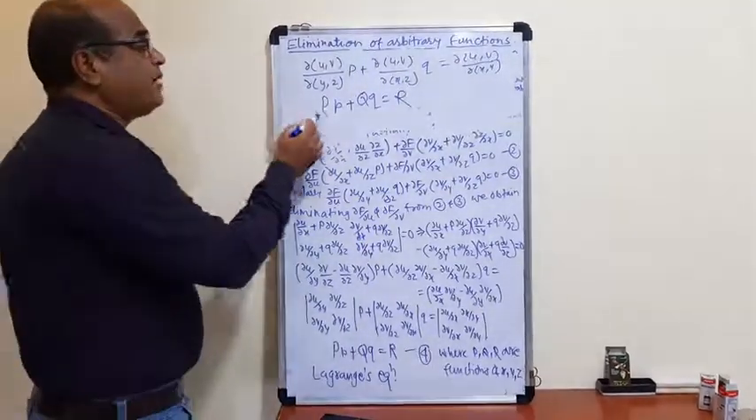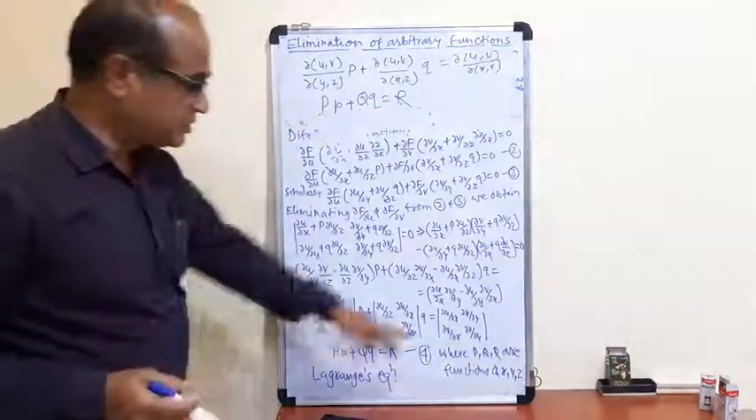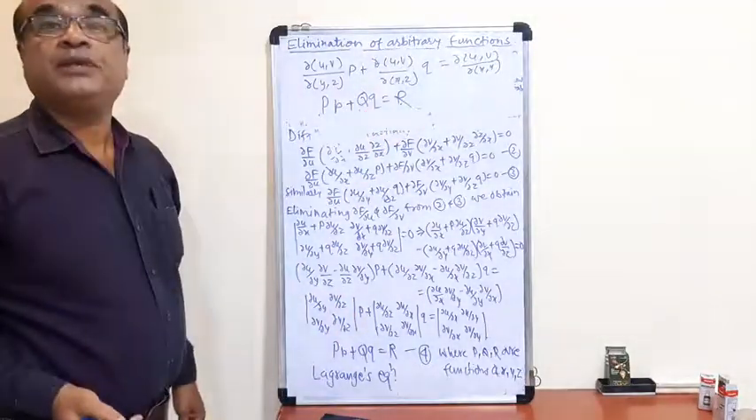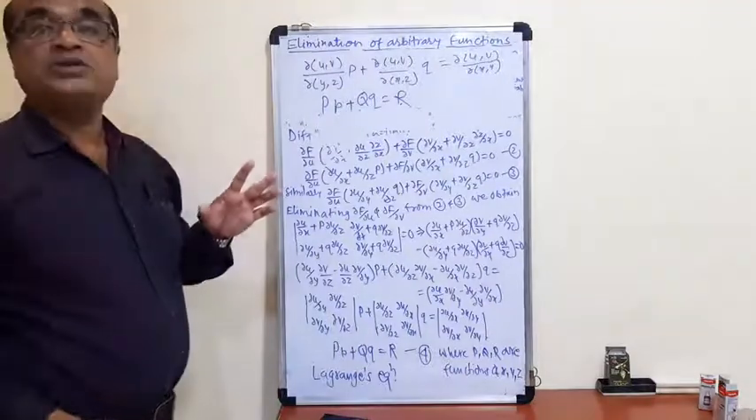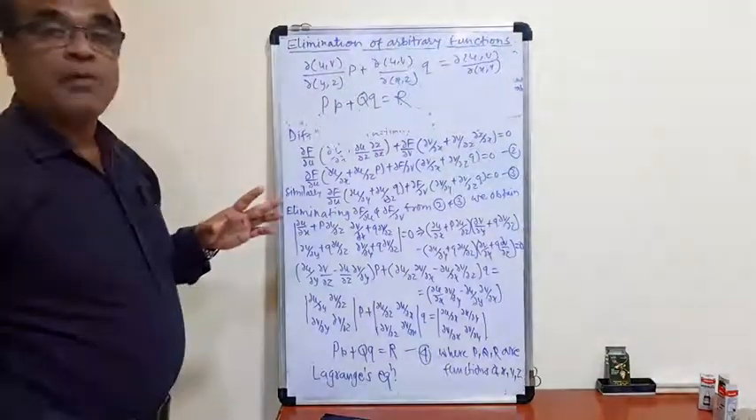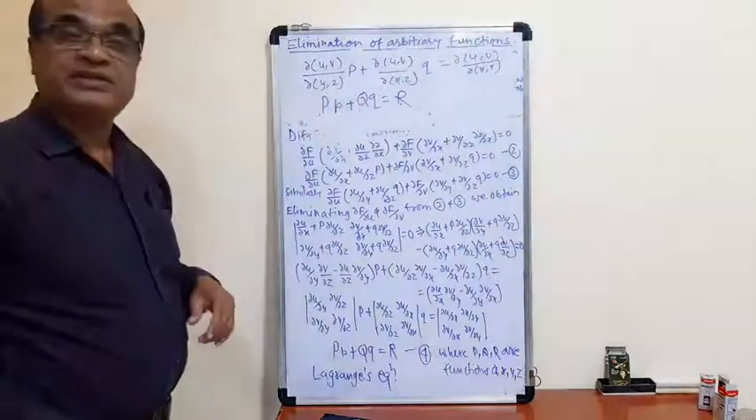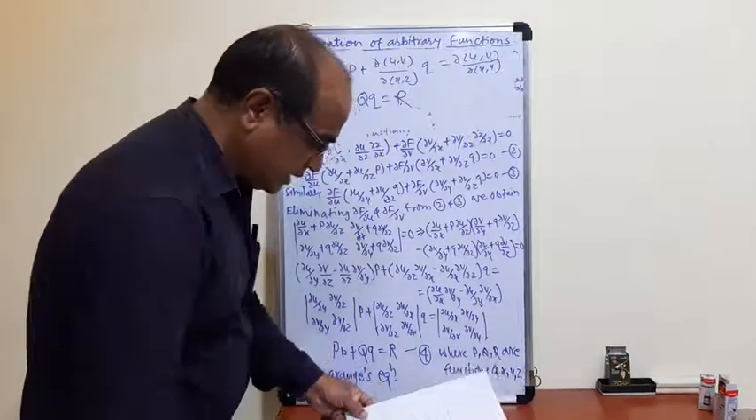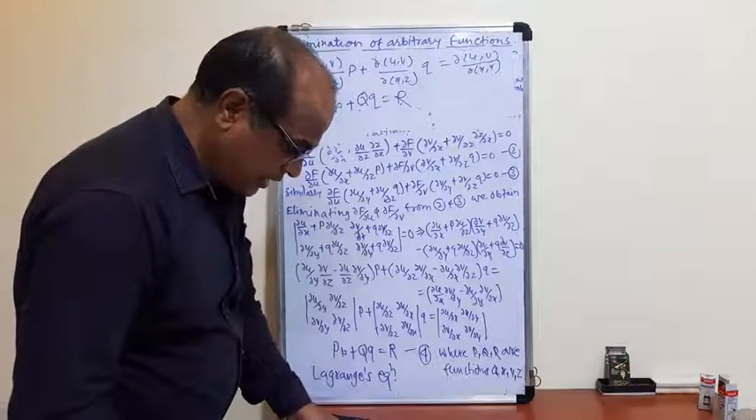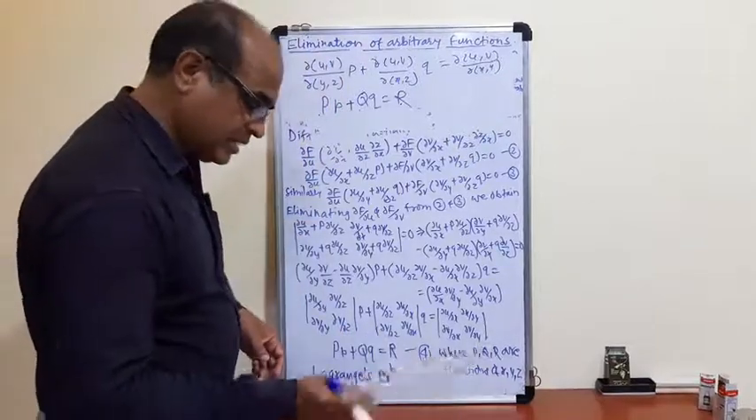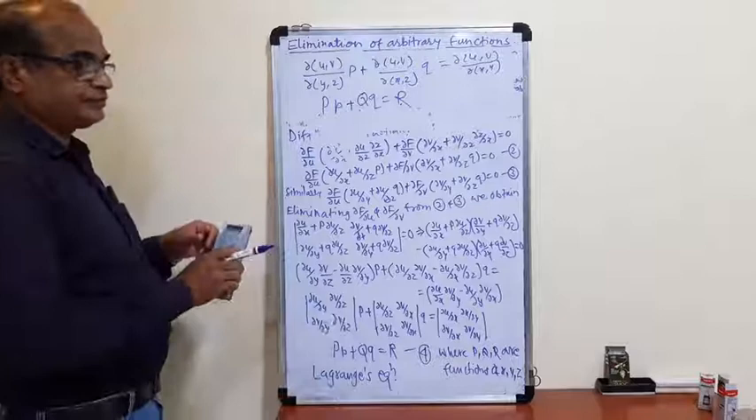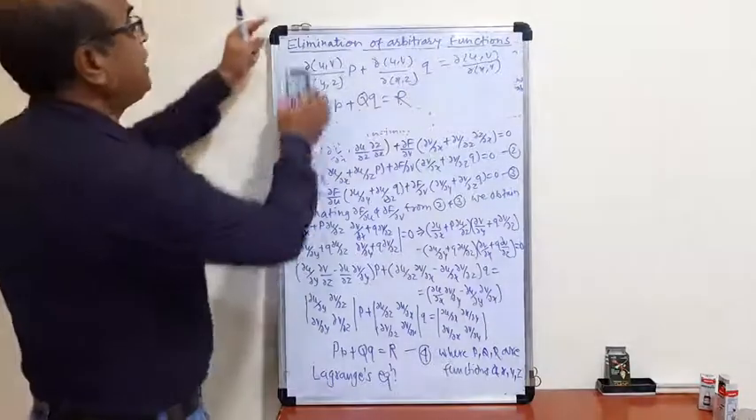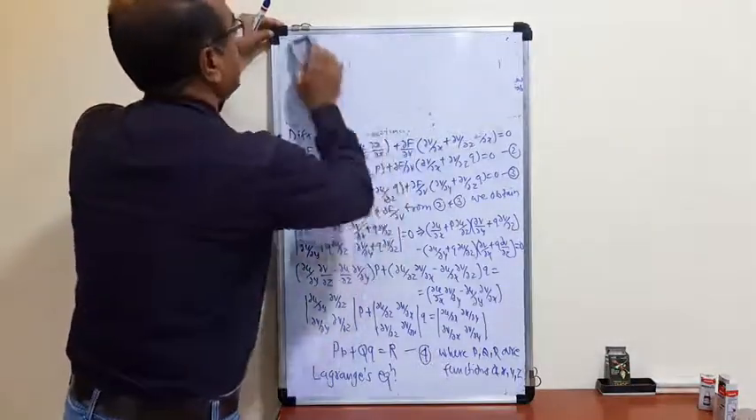Here P, Q, R are functions of x, y, z, and in this partial differential equation we eliminate the arbitrary function and obtain the differential equation. This partial differential equation is called Lagrange's equation. This is Lagrange's linear differential equation. So we take an example: obtain the partial differential equation by eliminating arbitrary functions.